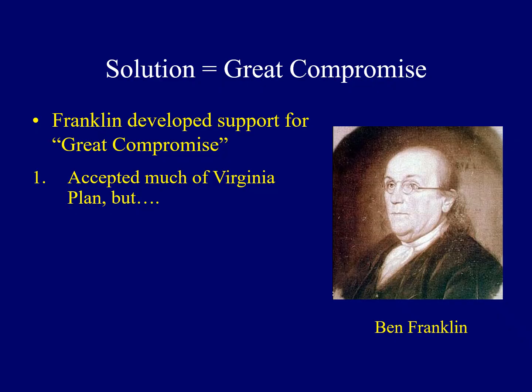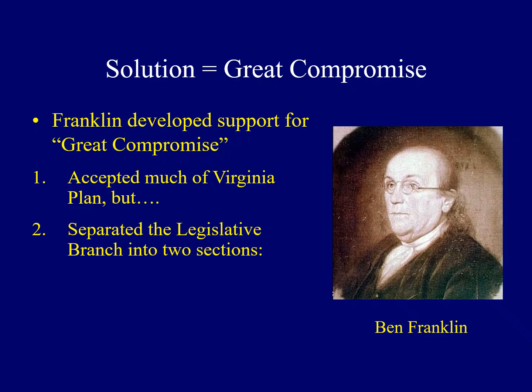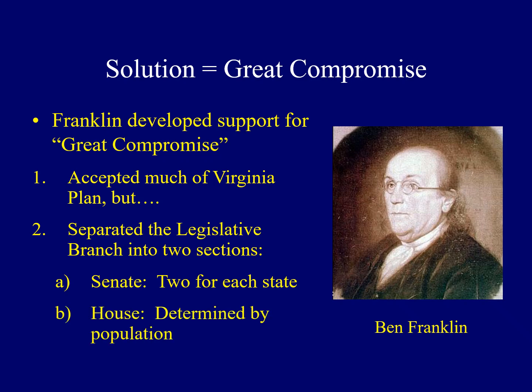The upper chamber would be the Senate, and every state would be treated equally. There would be 2 senators for each state. In the House of Representatives, the number would be determined by each state's population. This struck a balance between the big and the small states. The big states liked the makeup of the House of Representatives. The small states liked the Senate.